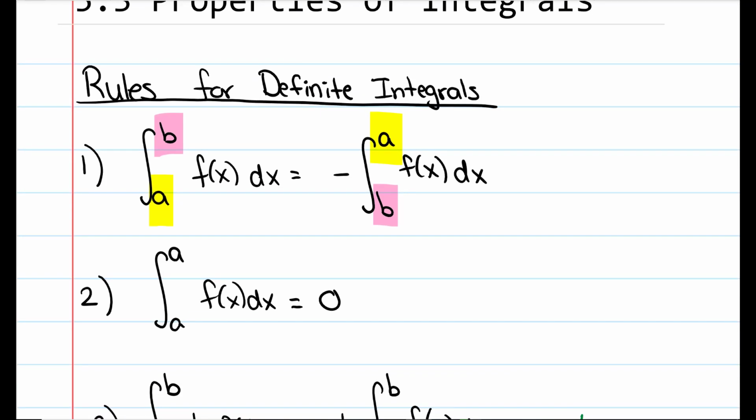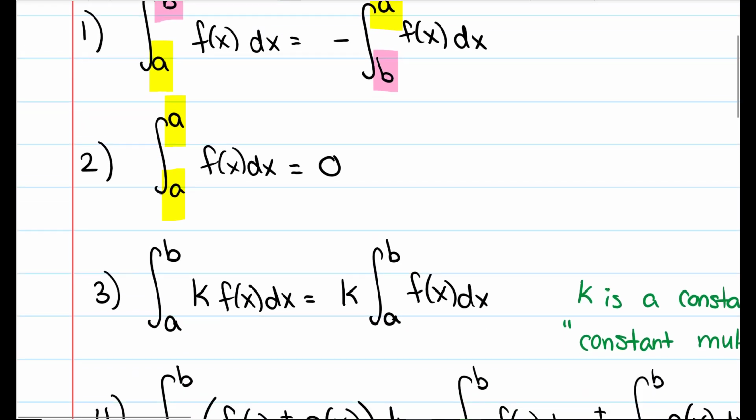The next property is if you integrate from one point to the same point, the area is always 0. So again, if you integrate from say 5 to 5, the area is 0 because you don't have any width. You don't have any distance that you're integrating over.